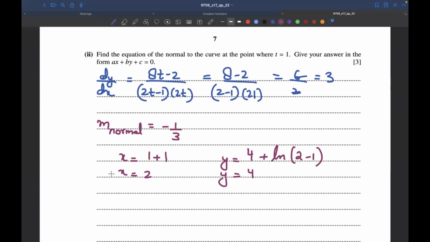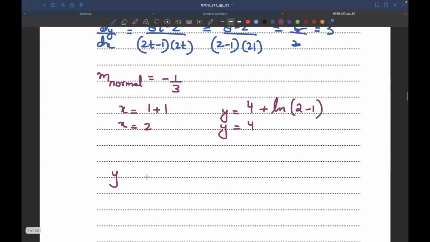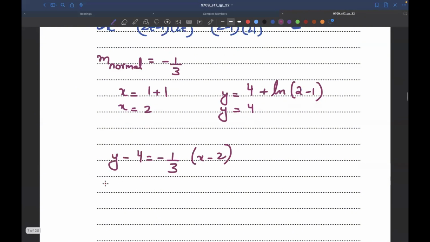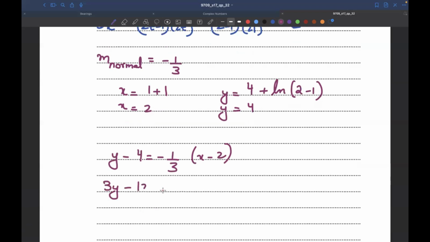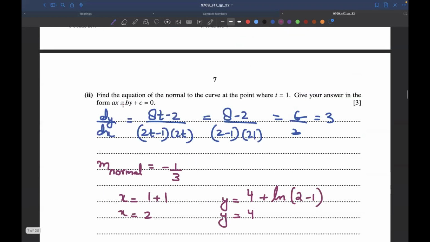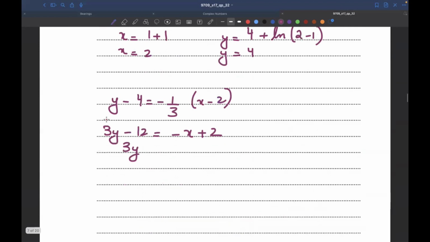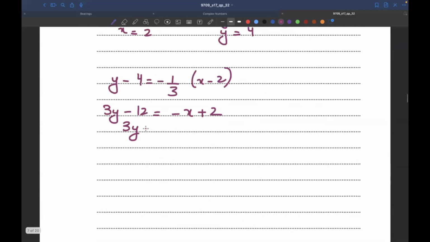And now we can write the final equation as y minus y1 is equal to m into x minus x1. Now we can simplify it and write it as 3y minus 12 is equal to minus x plus 2. And as we have to give our equation in the form ax plus by plus c, we'll bring everything on the left hand side and we'll get 3y plus x minus 12 minus 2 is equal to 0. So the final equation will be x plus 3y minus 14 is equal to 0.